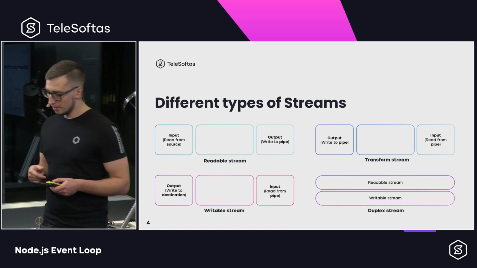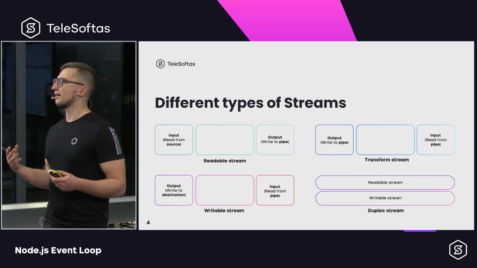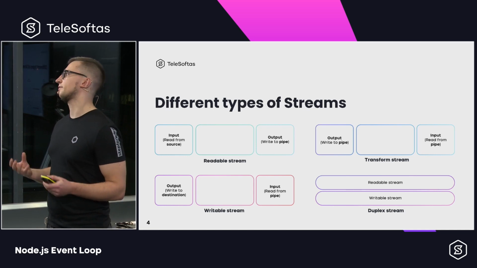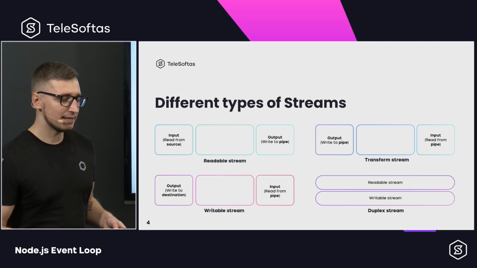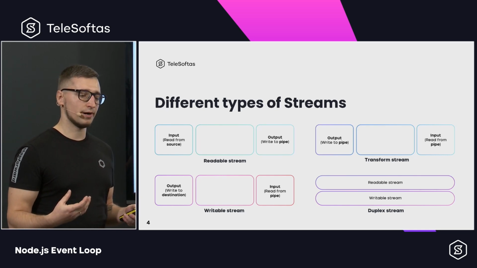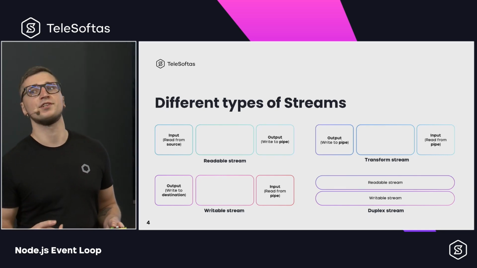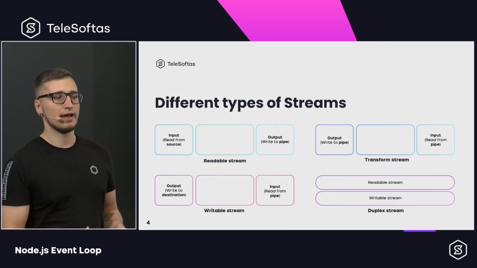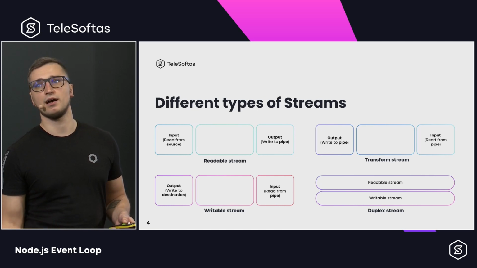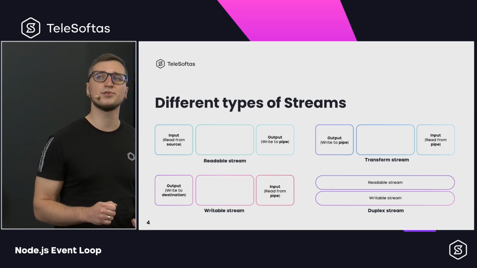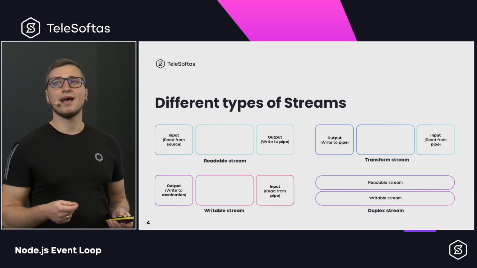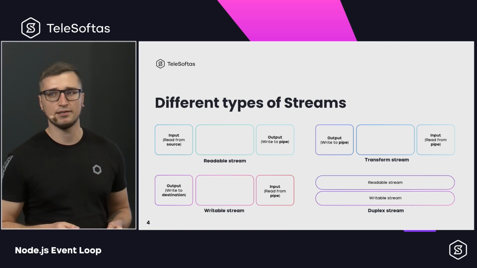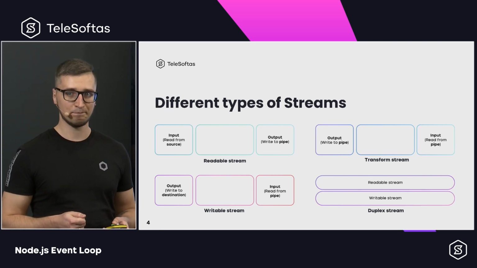A transform stream is interesting in the manner that it accepts data from a readable or another transform stream, and it can transform, or in other words, mutate the buffer which comes into the transform stream, which means that we can receive one type of chunk in the input part of a transform stream, and we can spit out a totally different or modified data structure in our output.